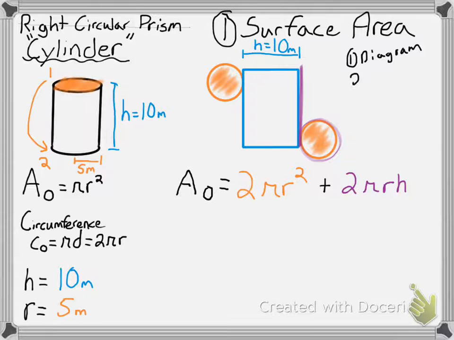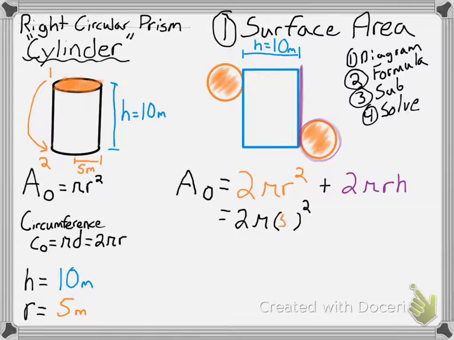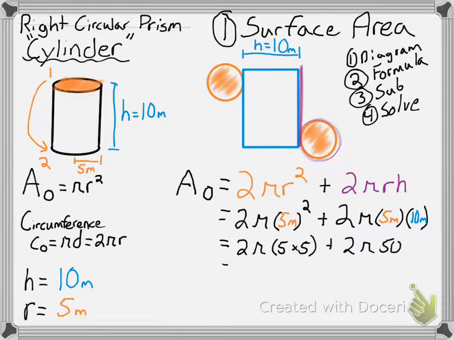Now all we have to do, we've drawn our diagram, we have our formula constructed, we're going to substitute in our values and solve. So for r, we're going to substitute in 5, and for our r and h, again 5 and 10. Order of operations tells us we have to do our exponents first, which means 5 times 5. We end up with 25. Times 2 is 50 pi.